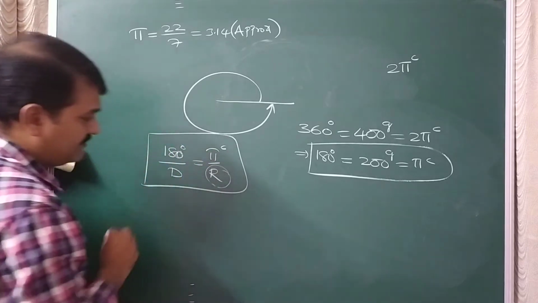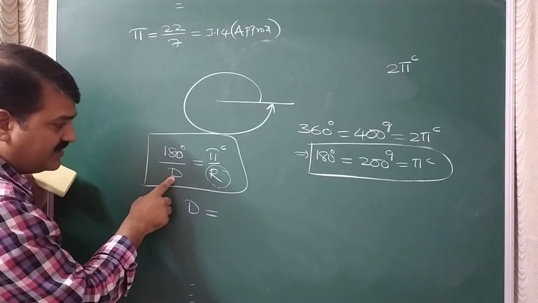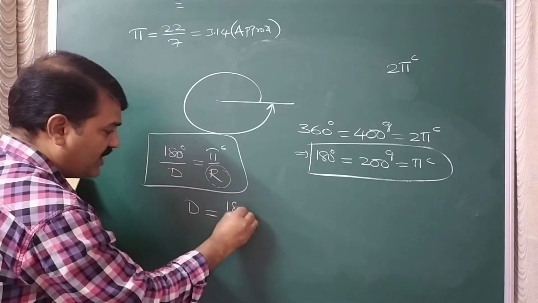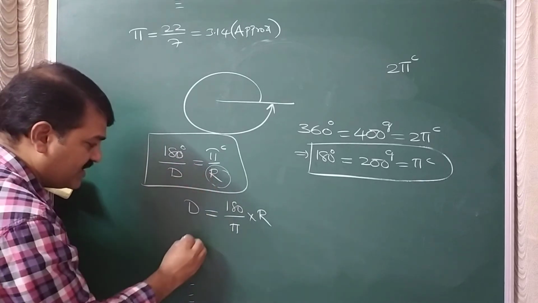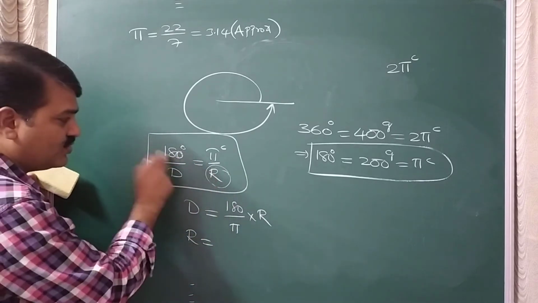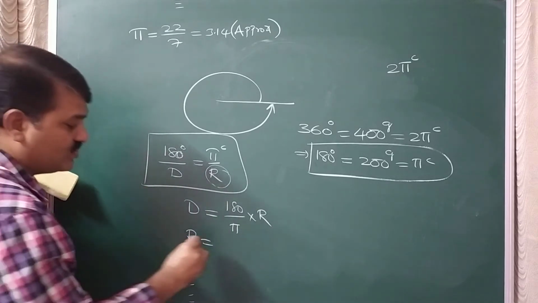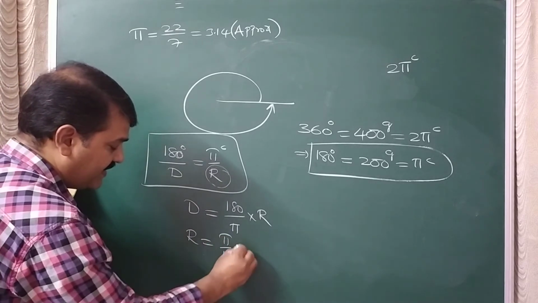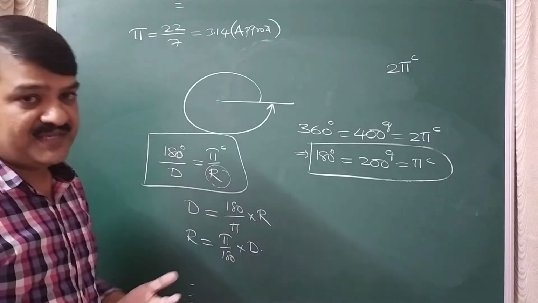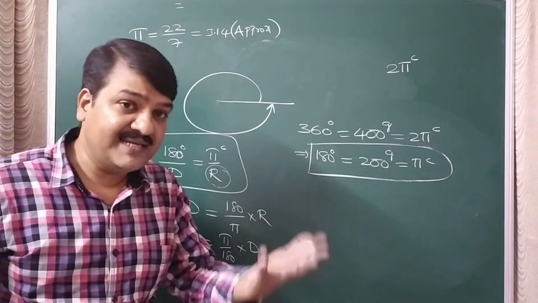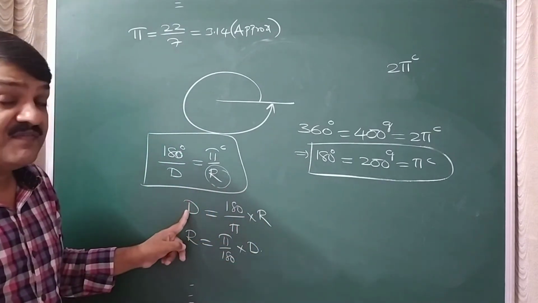So from this relation, what is the d value? d is going to be 180 by pi into r. From this relation, what is r? The value of r is going to be pi by 180 into d. So if you give me an angle in radians, I will put it here in place of r, and I will get the answer in terms of d, meaning degrees.